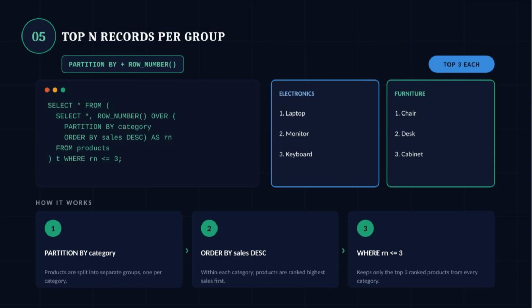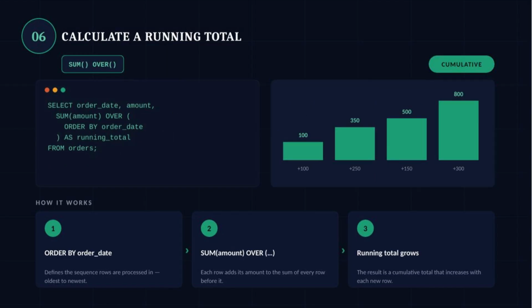Change that number in the where clause, and you instantly get the top 5, top 10, or top 1 per category, same pattern. Query 6. Calculating a running total, the classic pattern behind cumulative revenue charts, running balances, and progress over time metrics.